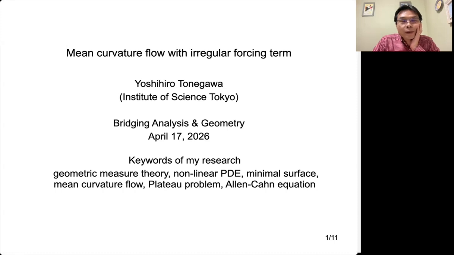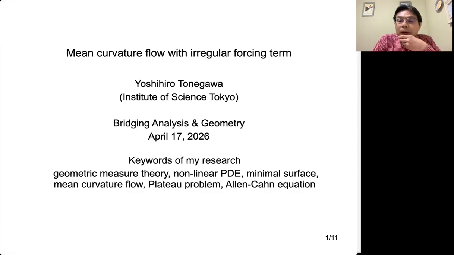I've been working for quite a while on this mean curvature flow with some irregular forcing term. I have been working on the Allen-Cahn energy or molecular motor energy, and as I was working in this direction, I encountered various problems. This one is one of the branches of what I've been working on. This is joint work with many people, and I will mention my collaborators along the way.